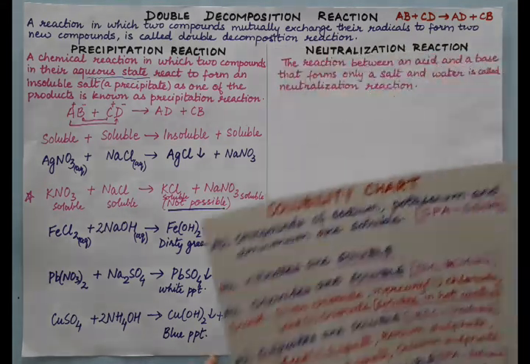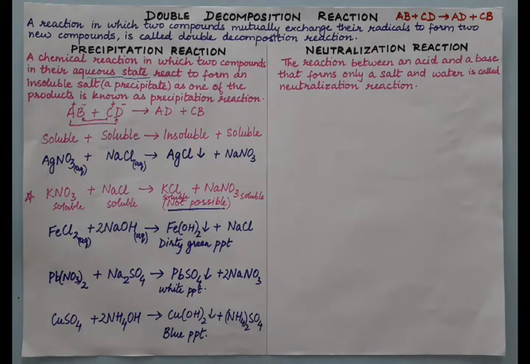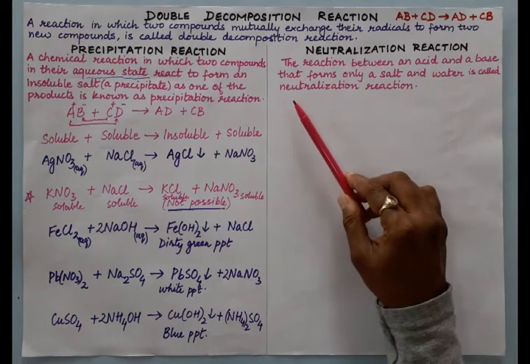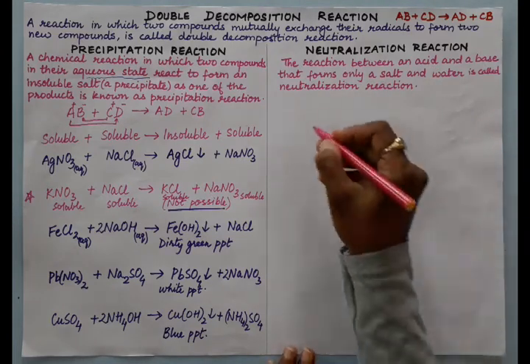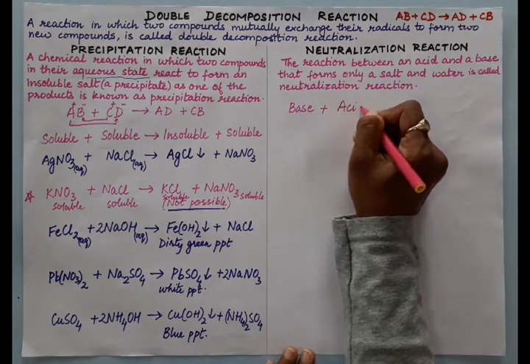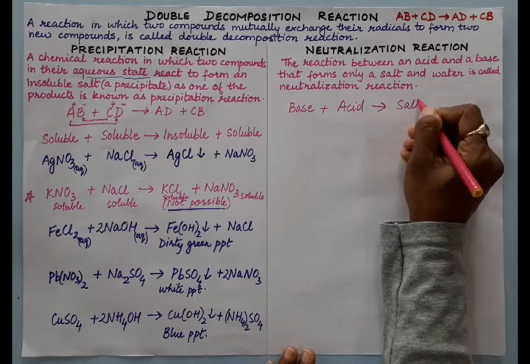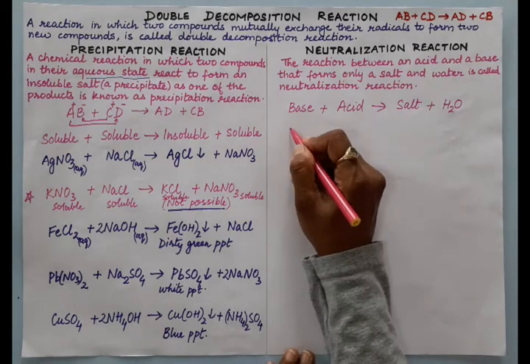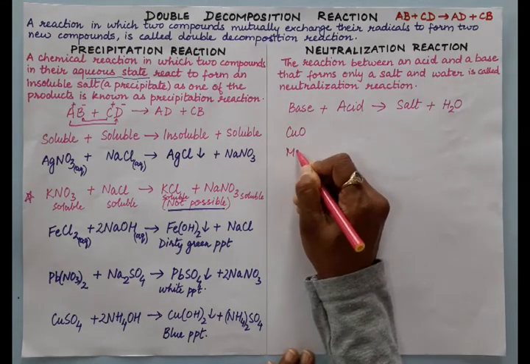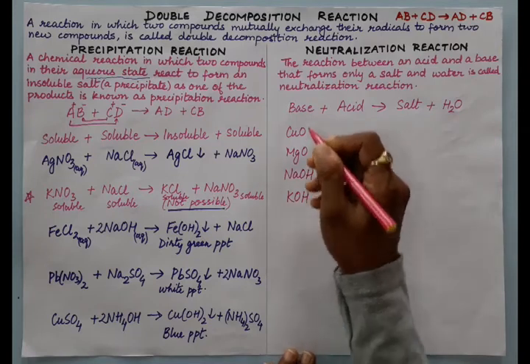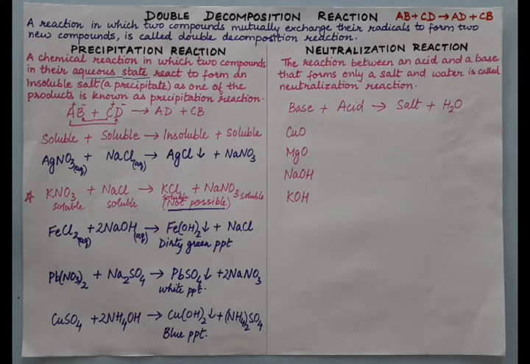Now the next type of double decomposition reaction is the neutralization reaction. Now the rule for neutralization reaction. First, what is a neutralization reaction? The reaction between an acid and a base that forms only a salt and water is called neutralization. See here, base plus acid gives salt plus water. Now what are bases? All metal oxides and all metal hydroxides are bases. So you can take any metal oxide, any metal hydroxide.